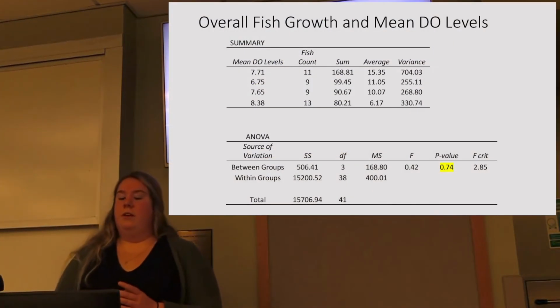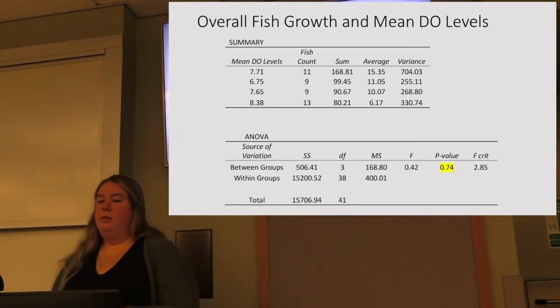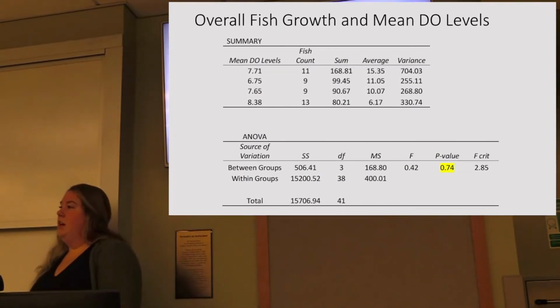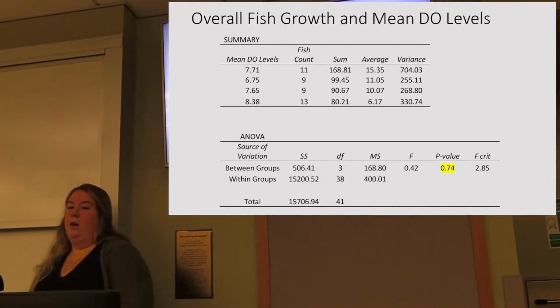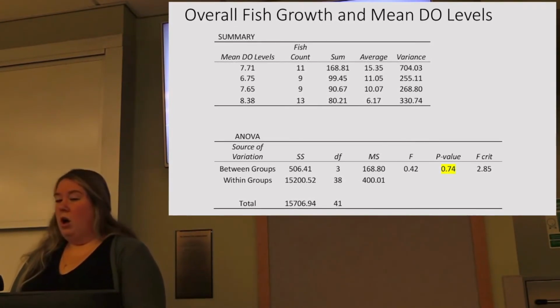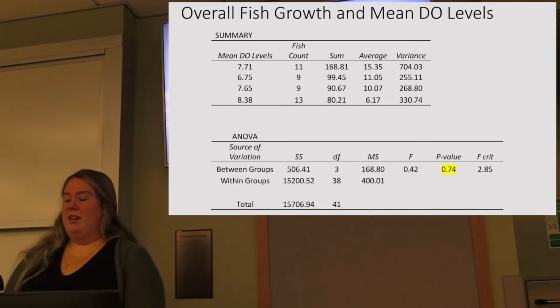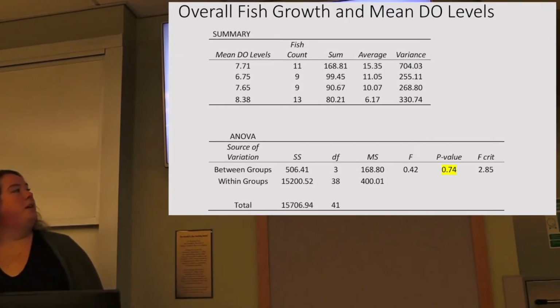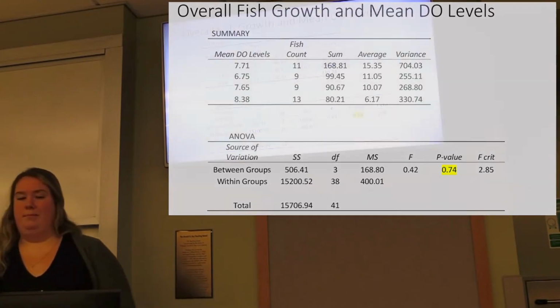For my overall fish growth and mean dissolved oxygen levels, I did an ANOVA test, which I wanted to see if the levels had an effect on the fish growth overall. Unfortunately, there was no significance. As you can see, my p-value was 0.74.